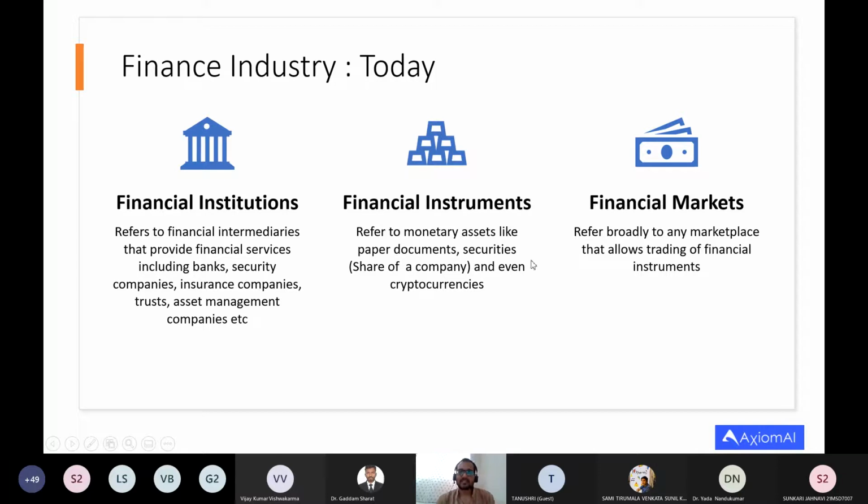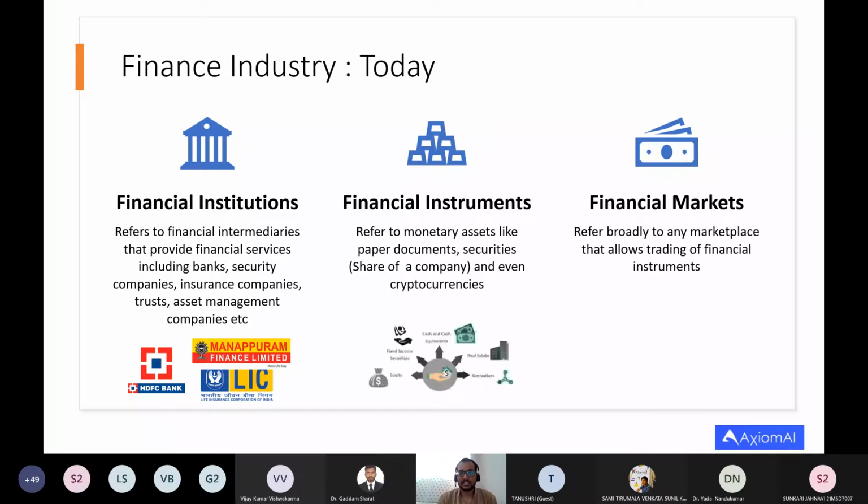Financial instruments, what are these? Basically assets like real estate, stocks, or even bonds, right? And financial markets are basically a marketplace where you can trade these instruments. To put it simply, as an example, a financial institution would be banks or gold loan companies or LIC. LIC is an insurance provider. It would still be categorized as a financial institution, right? What are the financial instruments?